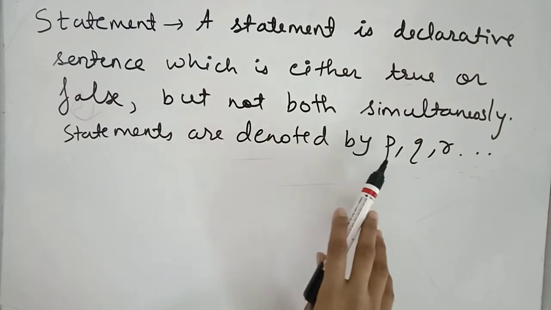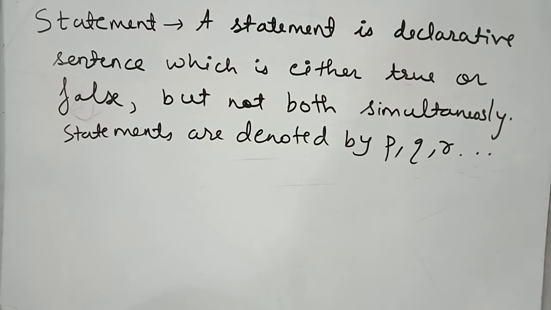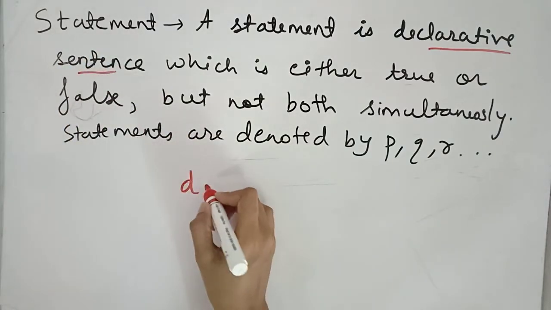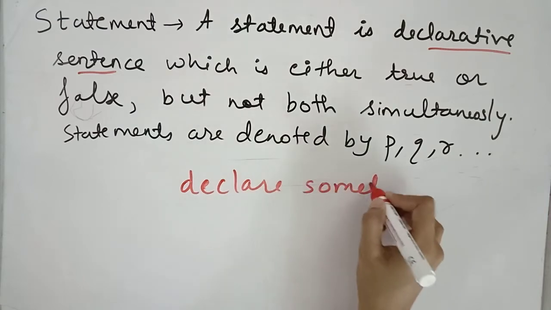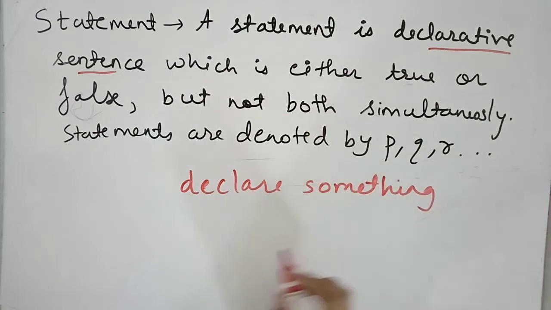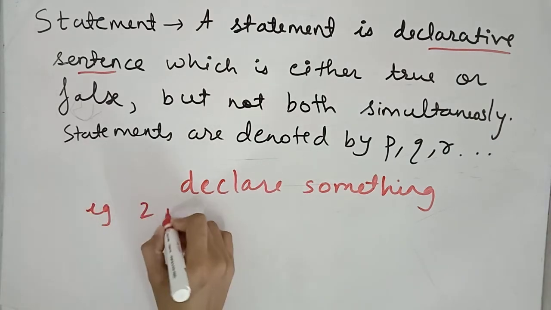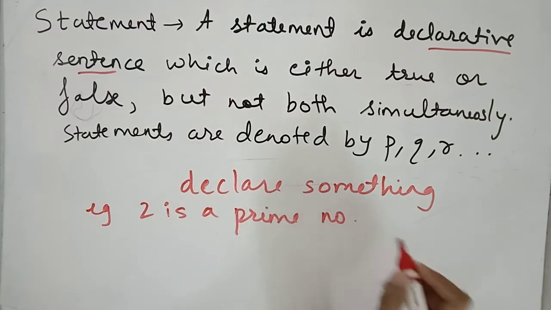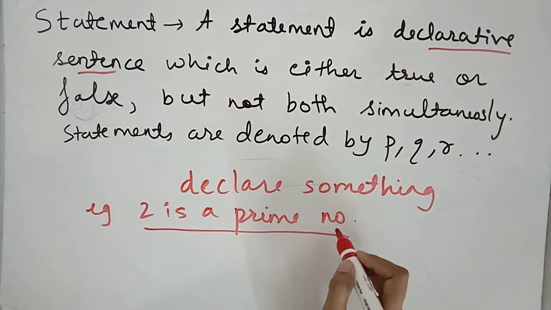Statements are denoted by P, Q and R. Now, a statement is a declarative sentence. Declarative sentence means the sentence which declares something. For example, 2 is a prime number. This is declaring that 2 is a prime number.